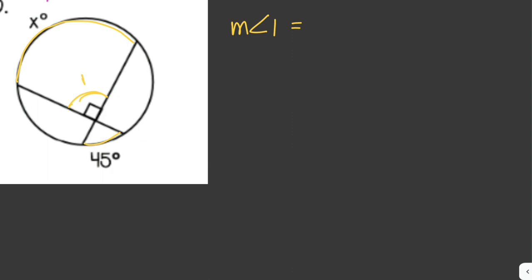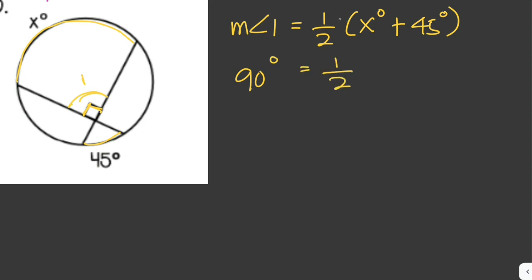So that would be 1/2 of x degrees plus 45 degrees. And it is given here that angle 1 is equal to 90 degrees because of this symbol here. So 90 degrees equals 1/2. We distribute 1/2 to x degrees and 45. So this would be 1/2 x degrees plus 1/2 times 45 degrees, which is 45 divided by 2.